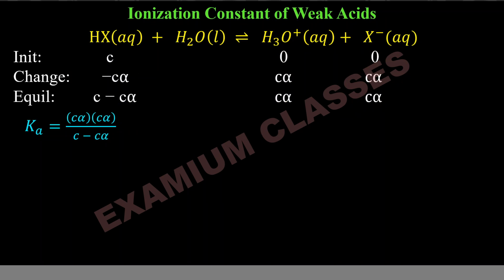Now coming back to the equilibrium constant, if we simplify it, we will get C square alpha square divided by C. Take C common from here. And then 1 C will get cancelled. We get C alpha square divided by 1 minus alpha. So in terms of alpha, that is degree of dissociation.